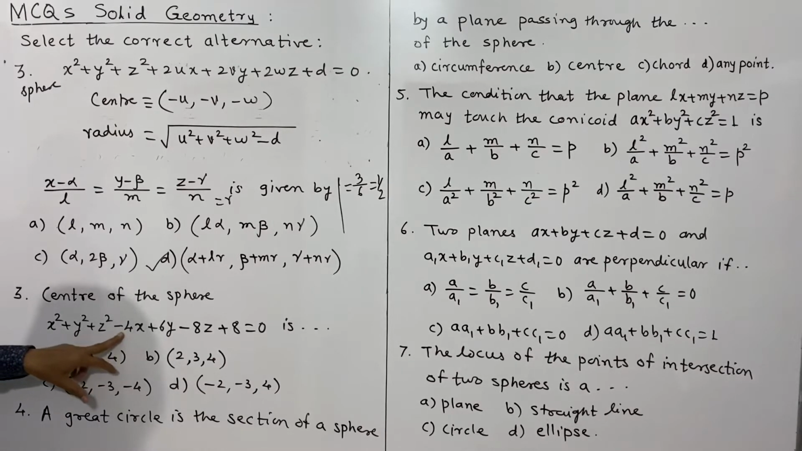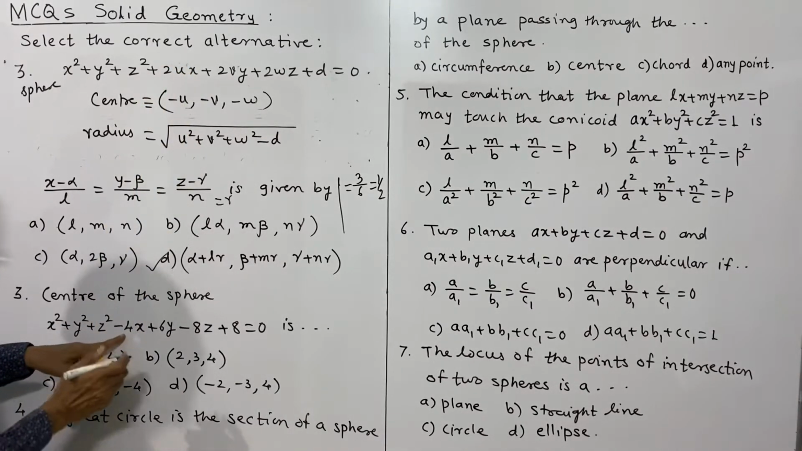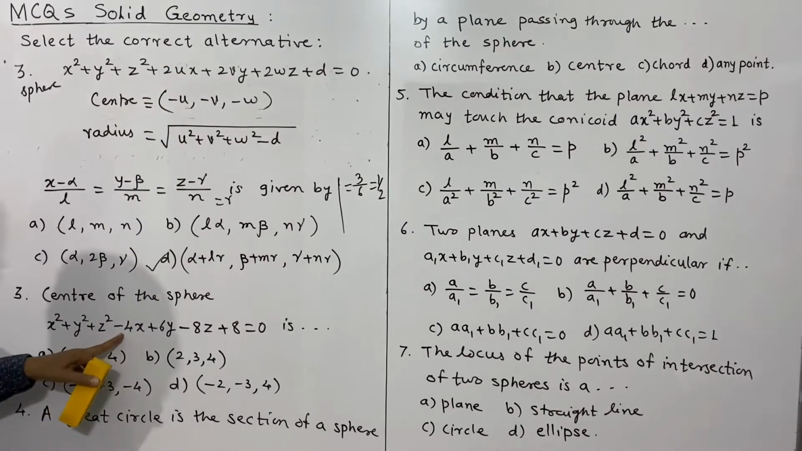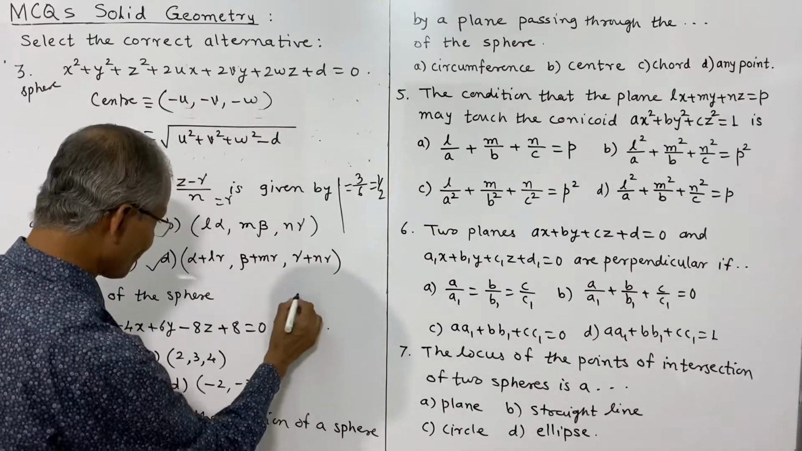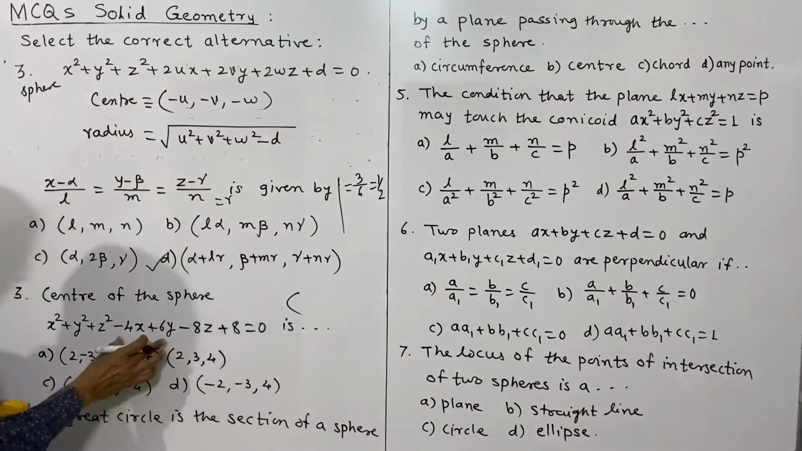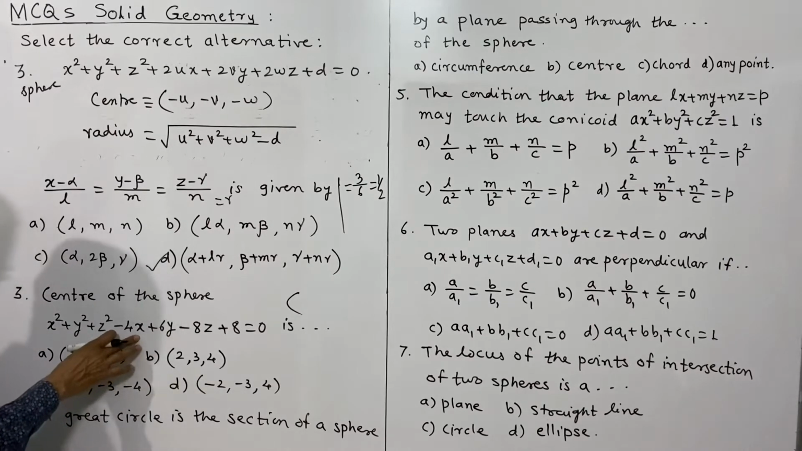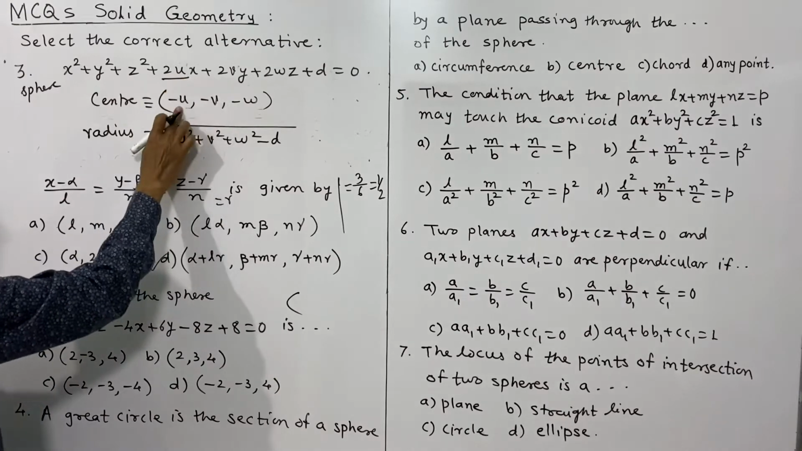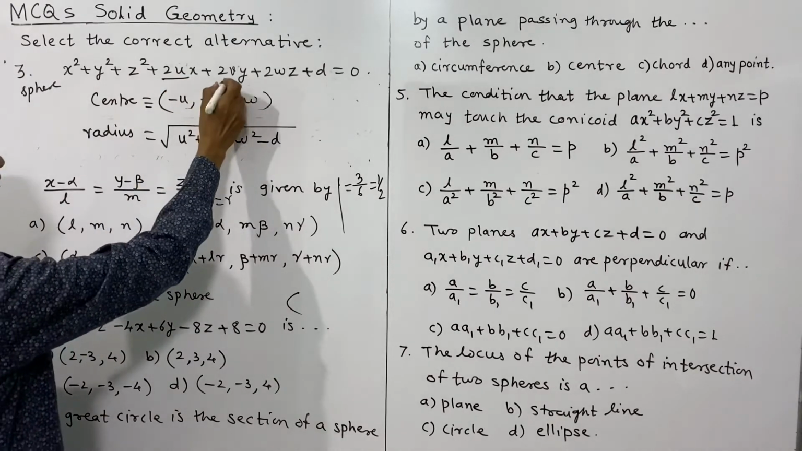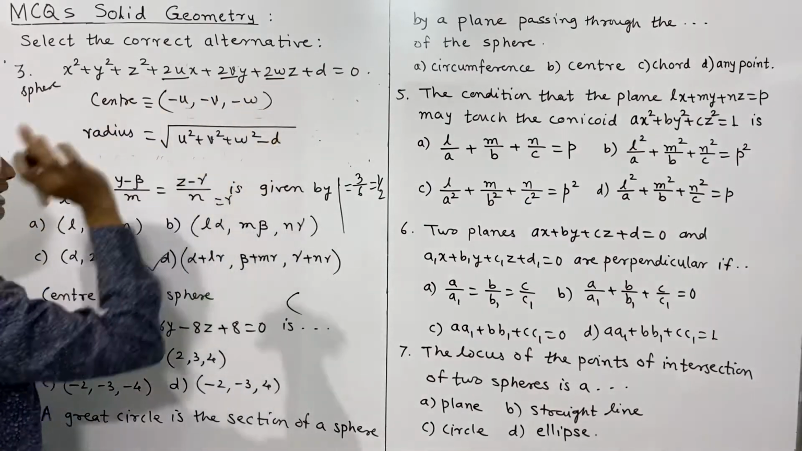Now if you compare this, the simple way to obtain the center is: see, what is the value of 2u? 2u is minus 4, comparing with this, and therefore u will be minus 2 and minus u will be 2. Simply, if the equation is in general form, divide the coefficient of x by minus 2, because dividing by minus 2 we get minus u, divide the coefficient of y by minus 2 we get minus v, and divide the coefficient of z by minus 2 we get minus w.